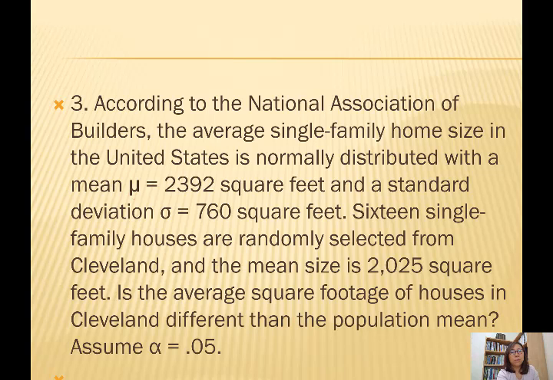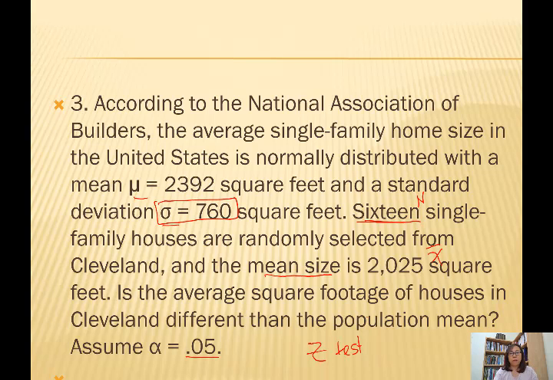So we know the mu is there, the sigma is there, that's the population info. What is 2,025? It's the mean size of 16 single-family houses, so this is going to be your X bar, and 16 becomes your N. Here's your alpha of 0.05. So in this case, would you do a t-test or a z-test? This is the critical piece right here. You have the standard deviation of the population. So when that information is known, you do a z-test.